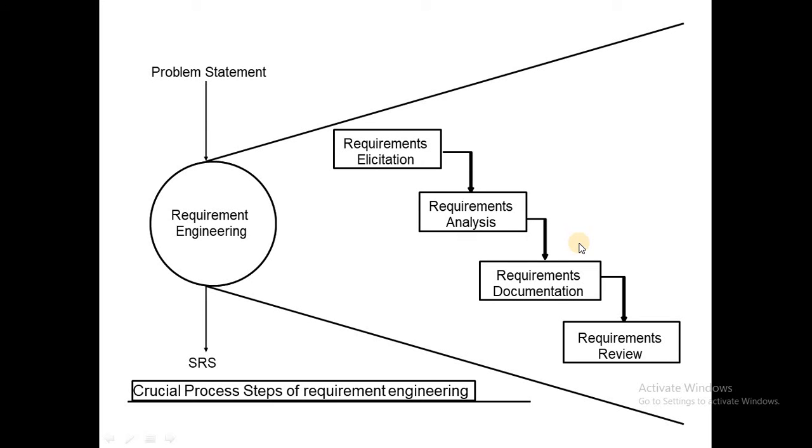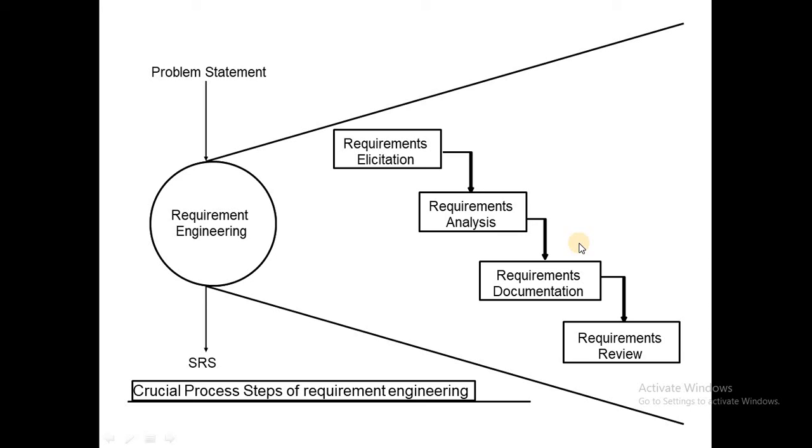This is the pictorial representation of the requirements engineering process. First the problem statement, which means problem definition. After that, the feasibility study, and after that, requirements engineering. The requirements engineering process consists of four steps: requirements elicitation, requirements analysis, requirements documentation, and requirements review. These are the crucial process steps of requirements engineering. At the end, it produces the SRS document, the software requirement specification document.